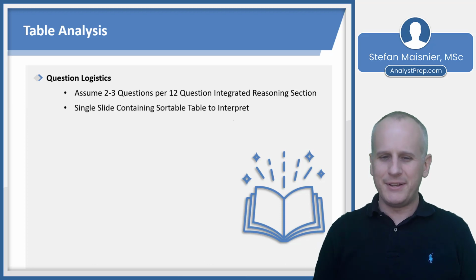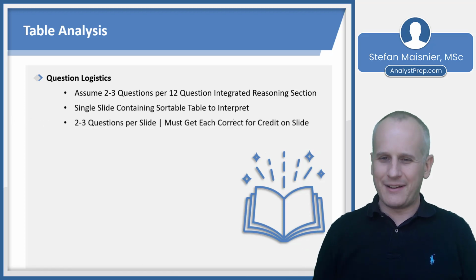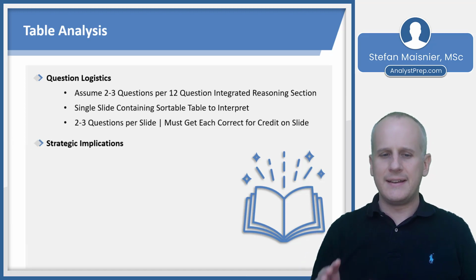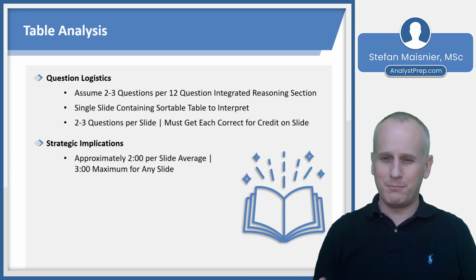And your table analysis is always going to be a single slide containing a sortable table that you have to interpret the information from. You're going to have 2 to 3 questions to answer for the slide, and as always, you have to get all of the questions correct to get credit for that slide. Now, strategically, for table analysis, much like graphics interpretation, you want to spend less time on these questions on average. So under the 2.5 minutes per question based on just the allocation of the 30 minutes and 12 questions, you want to be closer to 2 minutes here. And a 3-minute maximum hard cap for any table analysis question.